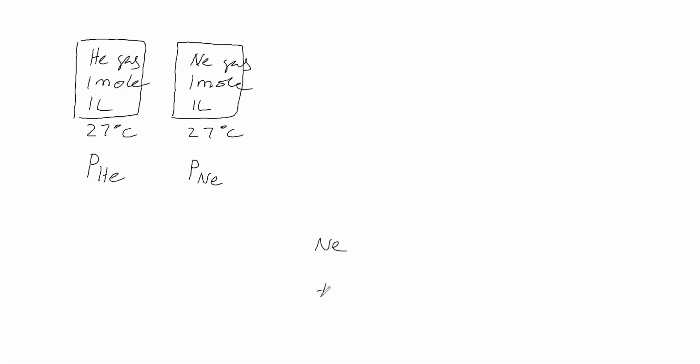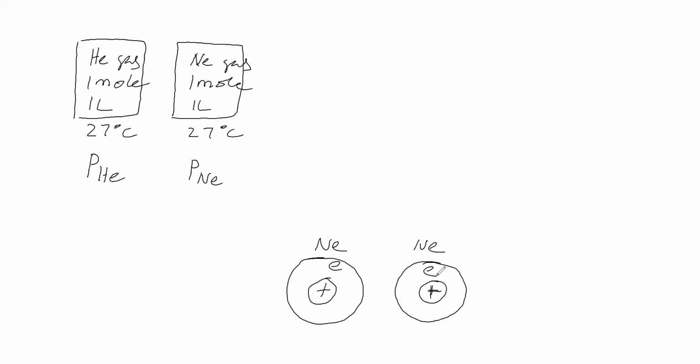It has a nucleus. In the nucleus, protons and neutrons are present. A proton has positive charge. And around the nucleus, an electron cloud is present. Let us take another neon. It has a nucleus, which has neutrons and protons. Around the nucleus, an electron cloud is present.